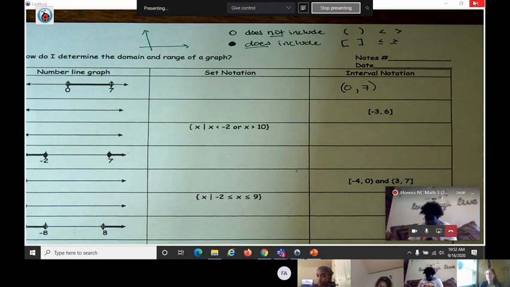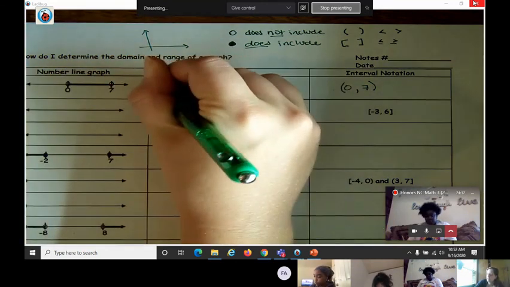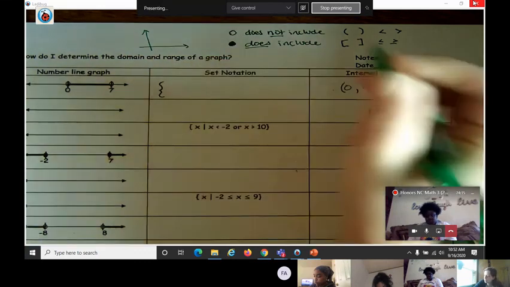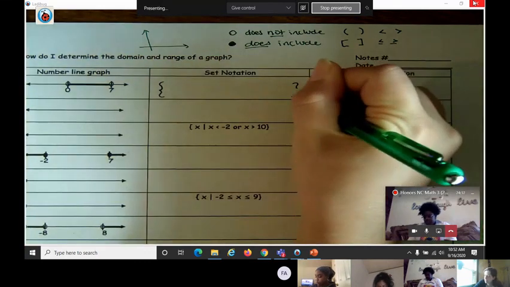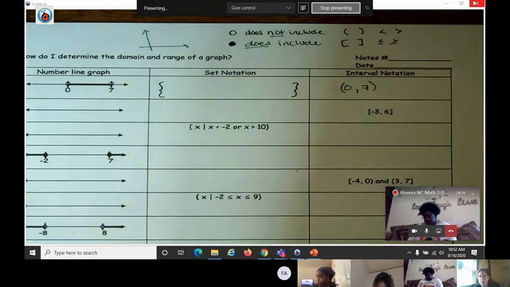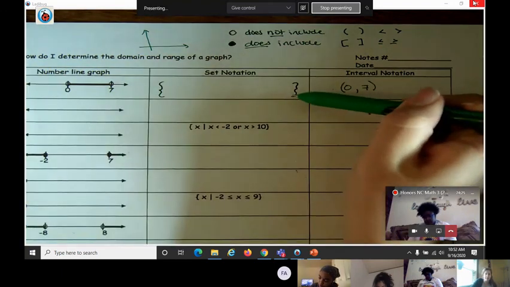Okay, now set notation is a little bit different. With set notation, you're always going to have these curly braces on the ends. The curly braces represent a set in mathematics. So basically a group of things together.